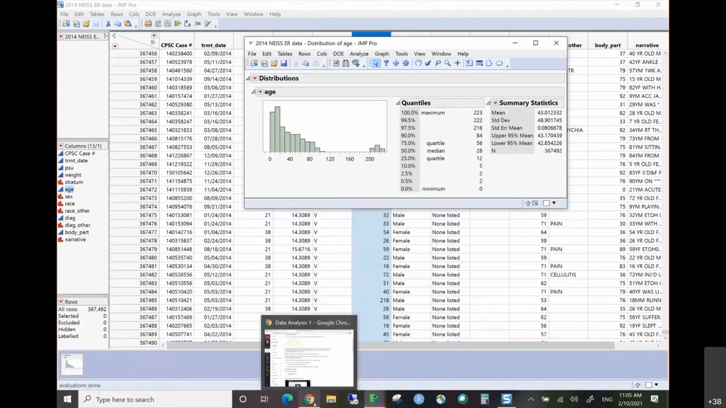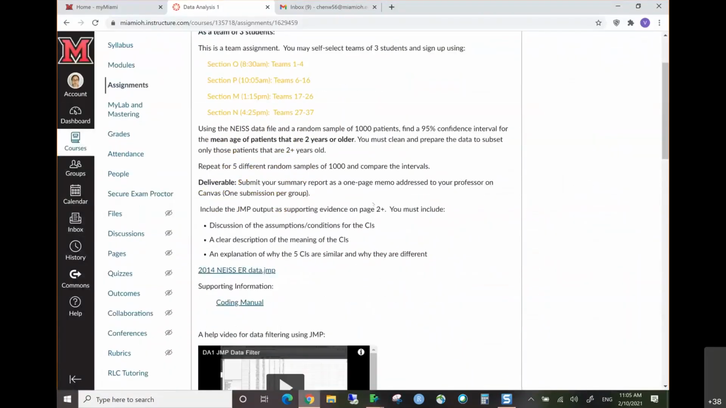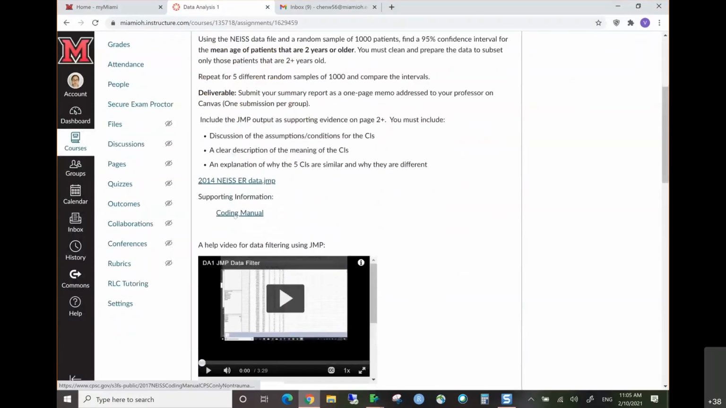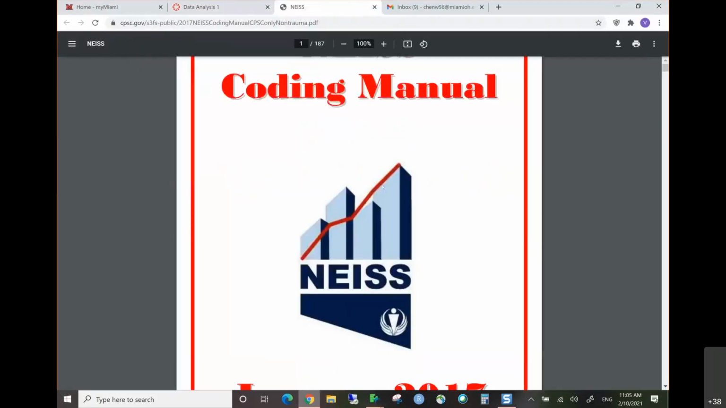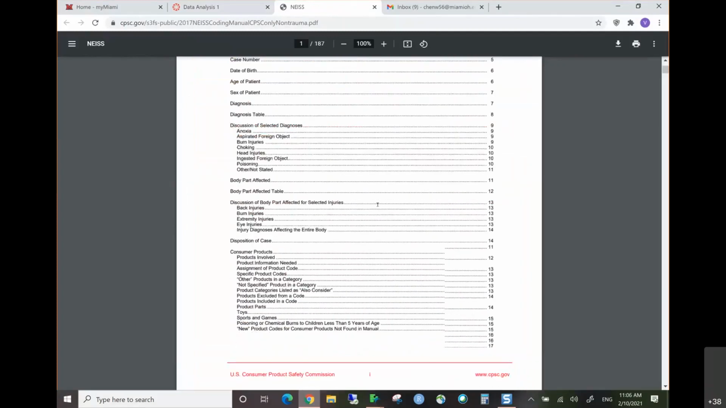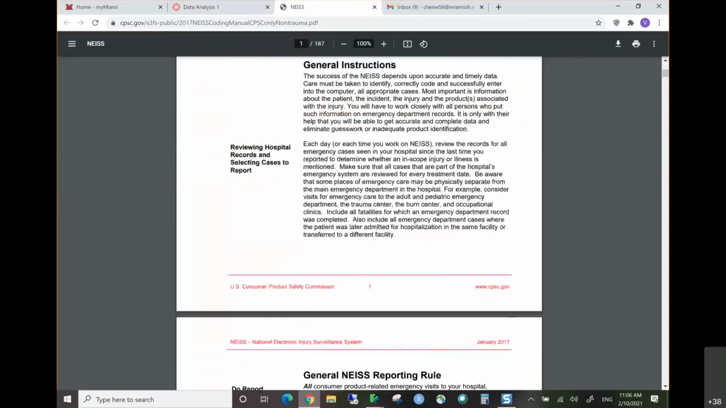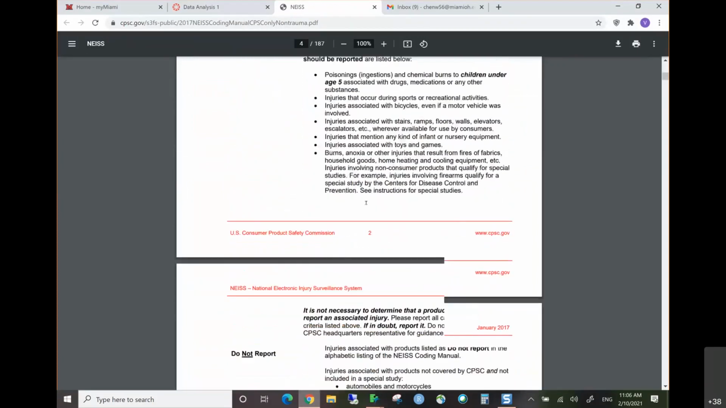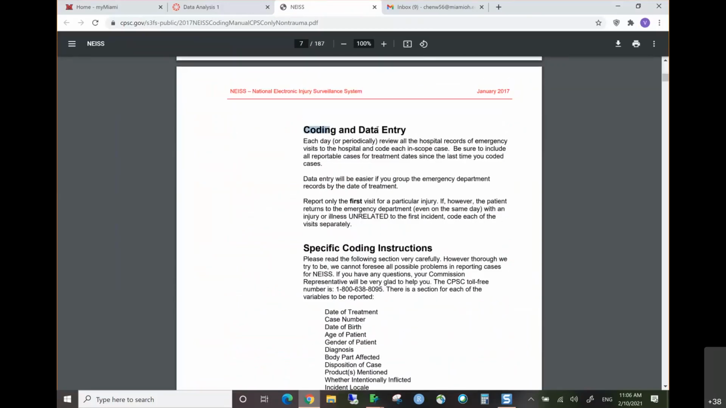Remember, in your real data analysis, any data set will come with what we call the coding manual. So what is a coding manual? When we collect the data, when we enter the values in the data, we need a coding manual to describe how I collect these data, how I enter these data. So on page 7, you will see the coding and data entry.